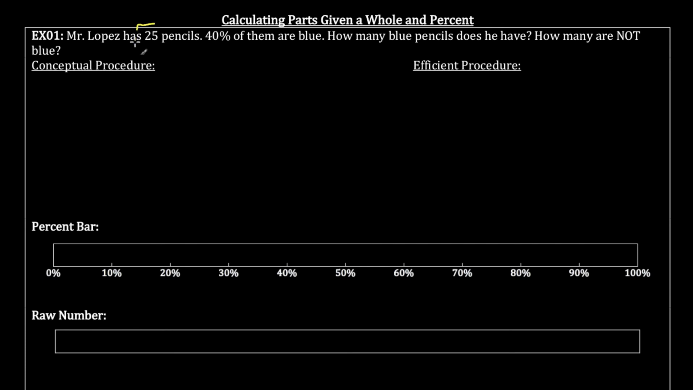So I have 25 pencils. 40% are blue. How many blue pencils do I have? How many are not blue? So it tells us that 40% are blue. What this means is that 40 are blue if there are 100 total.